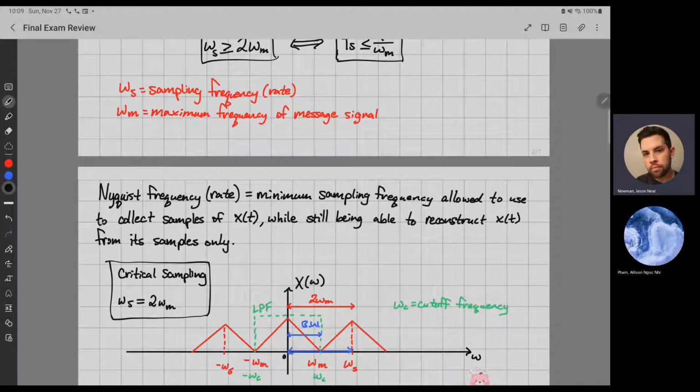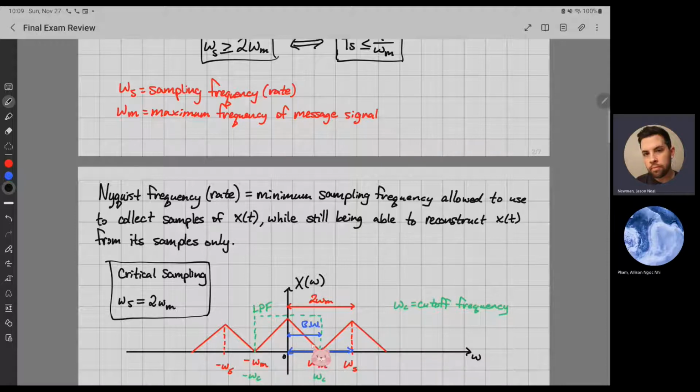And I know you guys haven't really worked with this domain, but I kind of just wanted to show you the insides of what's actually happening to the best of my ability. So this distance from origin to right here is omega m, right? So that's the bandwidth of this message signal. So this whole triangle in the middle is considered the message signal.